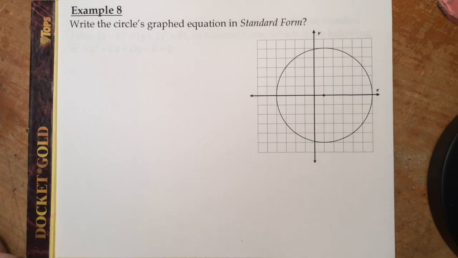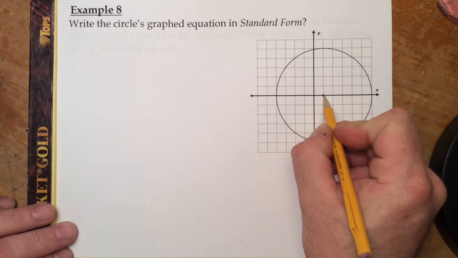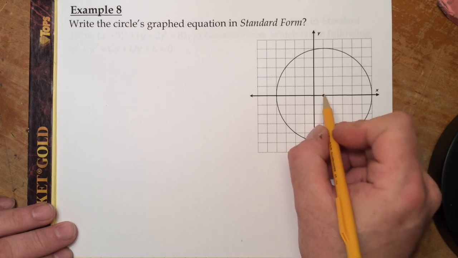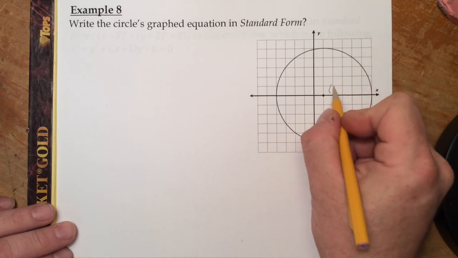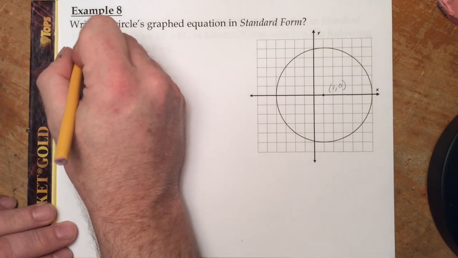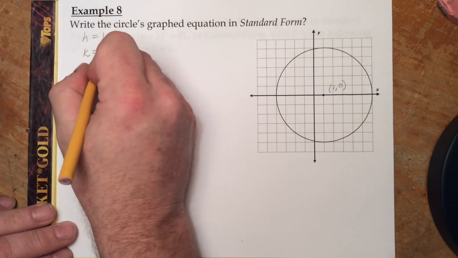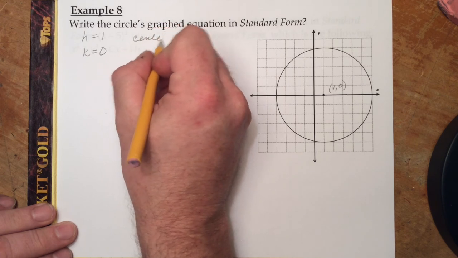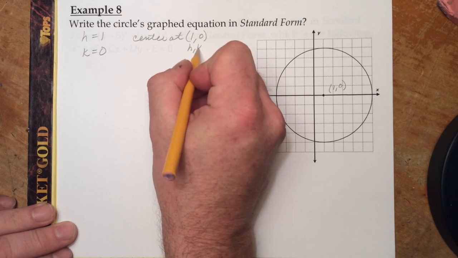Example 8. Write this circle's graphed equation in standard form. Take a look at the graph. Notice where the center of the circle is. There's your center. So h and k are pretty easy to find. Start at the origin, you go to the right one, and you don't go anywhere up or down. So the center of the circle is at 1, 0. So that means h is 1 and k is 0. So center at 1, 0. Remember, that's h, k.